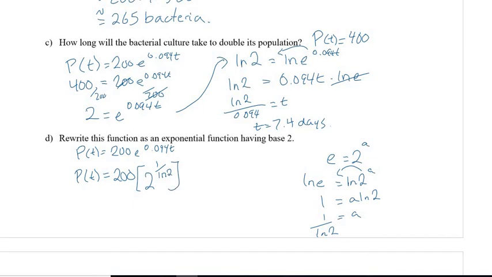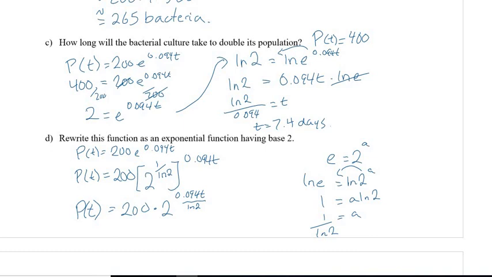And then we still have that 0.094t. So lastly, we just need to tidy that up a bit. That's going to be 200 times 2, and we're going to use the power of a power rule. We're going to multiply that 1 over natural log 2 with the 0.094t. And that's going to be 0.094t over natural logarithm of 2. So we could write it that way.